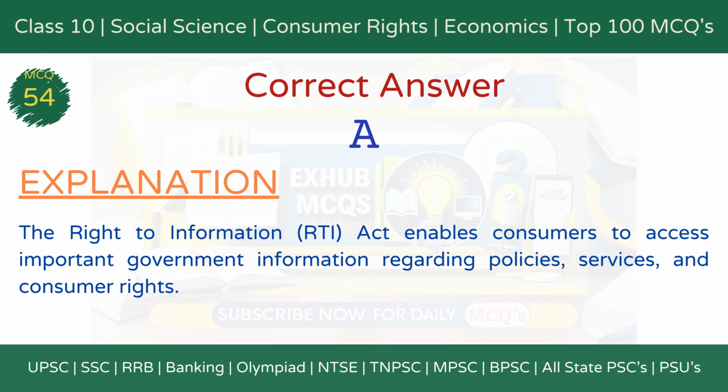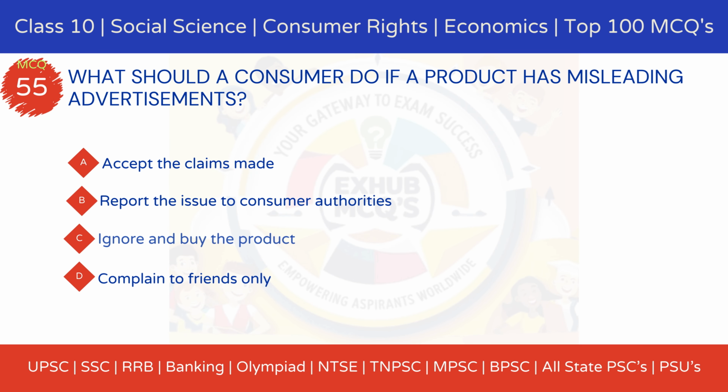The correct answer is option A. It allows access to government-held information. Explanation: the Right to Information (RTI) Act enables consumers to access important government information regarding policies, services, and consumer rights. MCQ55. What should a consumer do if a product has misleading advertisements?